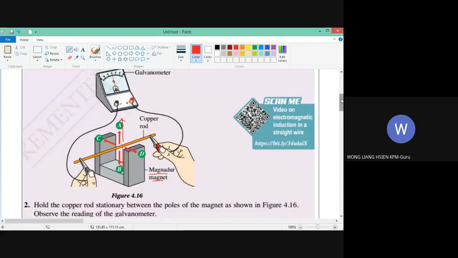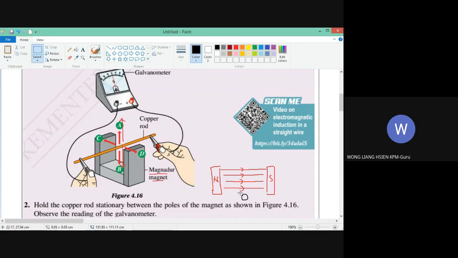Okay, it's very simple. Let's say these are the magnets here and here. Let's say this is north and this is south, so there will be a magnetic field from north to south. Let's say this is the cross section of the copper rod.